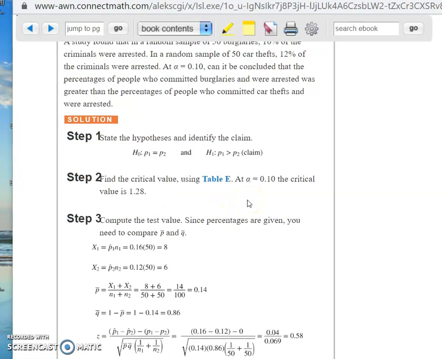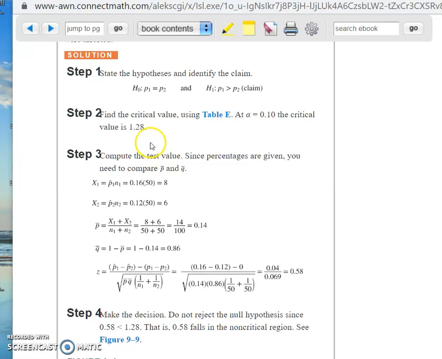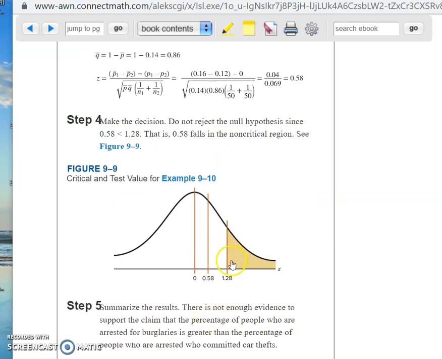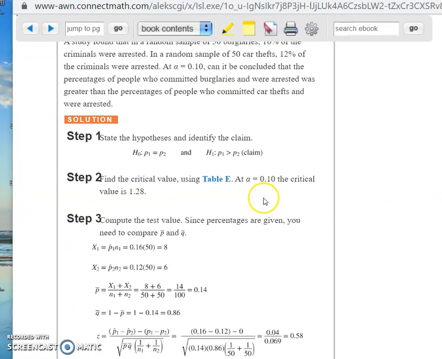Okay, all right. Same song, second verse. For alpha of 0.10, it's a one-tailed test. So by using the table, we come up with a z-value. The critical value is 1.28. We're going to draw our cartoon. There it is. It's a one-tailed test.